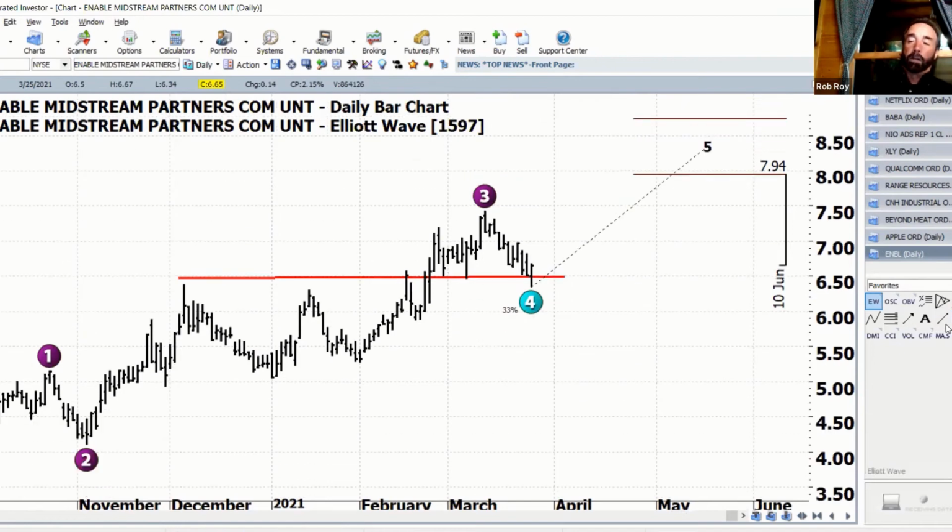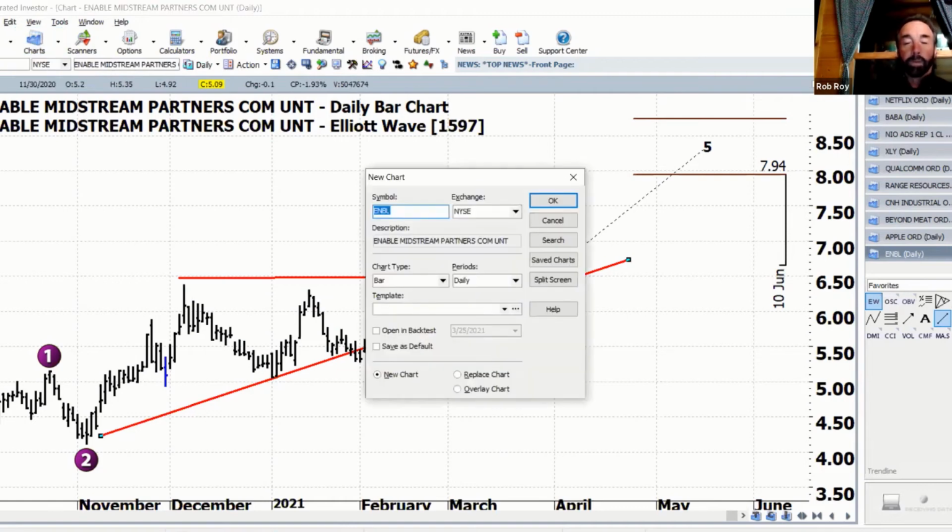We could look from a positive standpoint of still maintaining, if it holds here, a set of higher lows. The wave 4 is only 33%, so it has qualified as a corrective move yet. But that could just be where we need to go to turn and head back up to that wave 5 level. But it needs to hold 6.5. So that's a key level where it is right now. We'll see what happens tomorrow and Monday there.